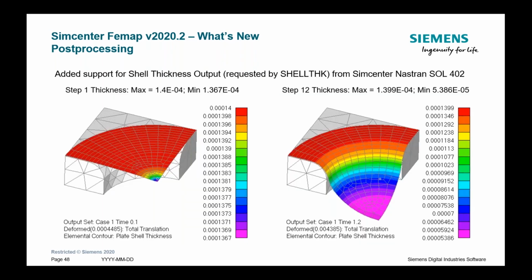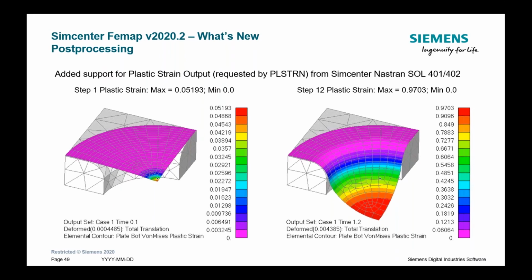Hopefully some of you have started to use solution 401 and/or 402, the multi-step nonlinear solutions inside of Simcenter Nastran. Anyway, we added support for shell thickness output. This is only in solution 402, but anything being drawn through a hole here is going to thin out as it deflects more and more. So you can now have a plot of that. The other thing we did, actually in a maintenance pack for 2020.1, was add support for the plastic strain output from solutions 401 and 402 as well.